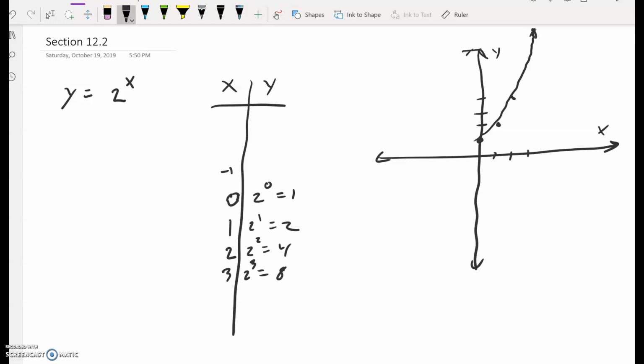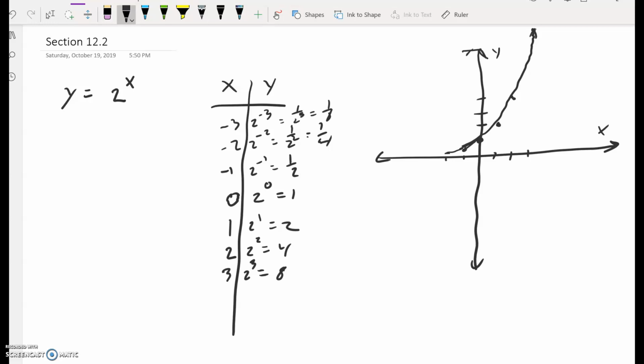What about negative 1? Well, that's 2 to the negative 1, and that's 1/2. So at negative 1, it's at 1/2. What about negative 2? Well, that's 2 to the negative 2. That's 1 on top of 2 to the positive 2. That's 1/4. So at negative 2, it's at 1/4. At negative 3, that's 2 to the negative 3 power for y. That's 1 over 2 to the third.